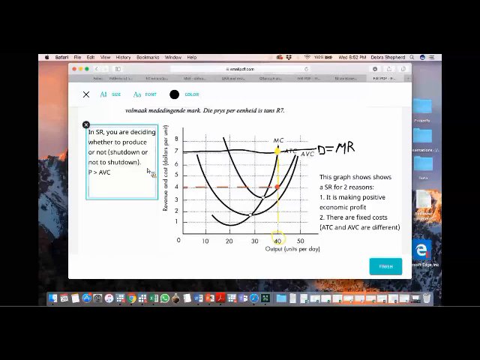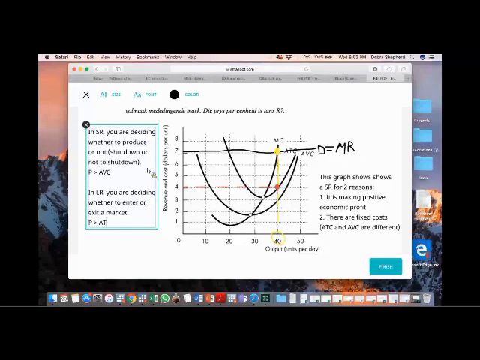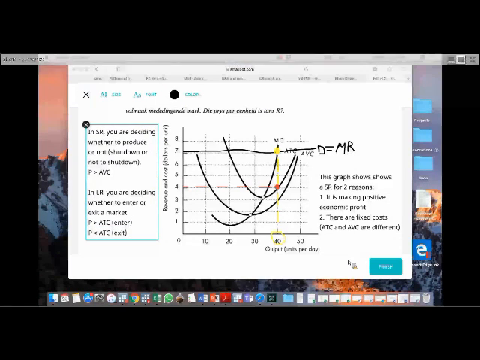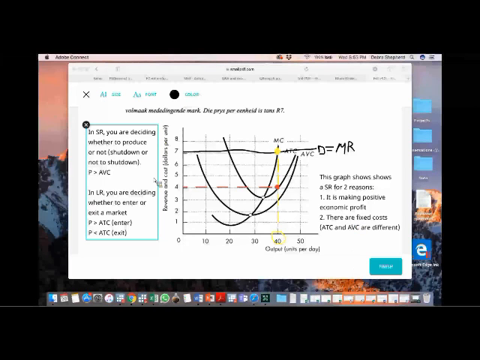In the long run, you are deciding whether to enter or exit a market. And that has to do with whether or not price is greater than ATC. In that case, firms would enter, or whether price is less than ATC. In that case, firms would exit. This is the difference between the short run and the long run. In the short run, do I produce or not? In the long run, do I enter this market or do I exit completely?